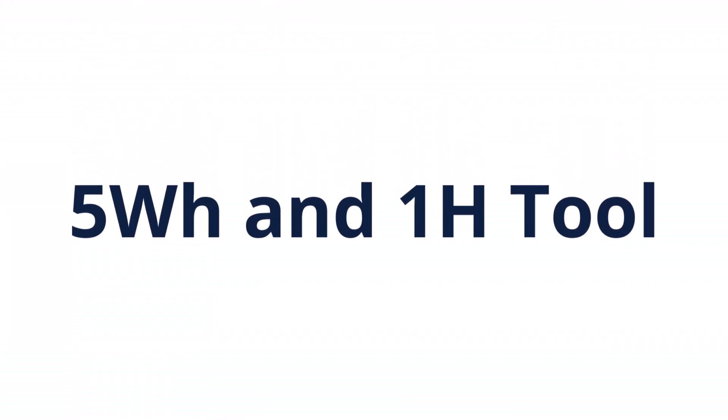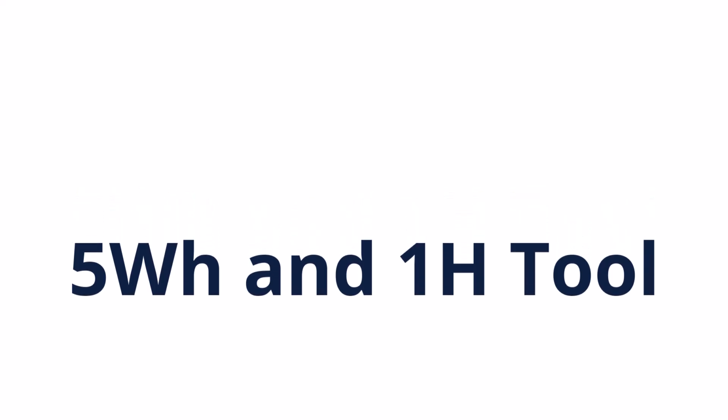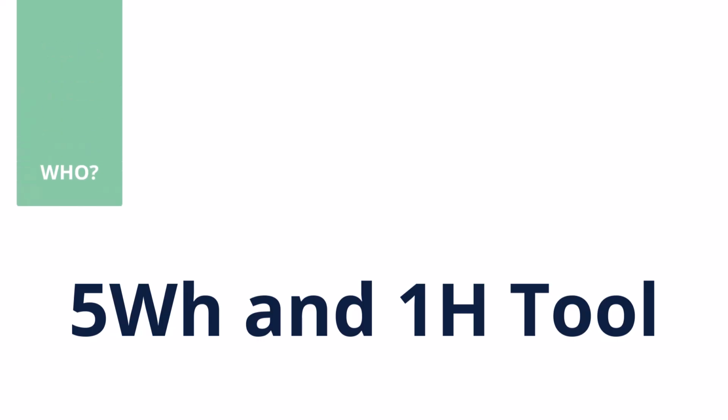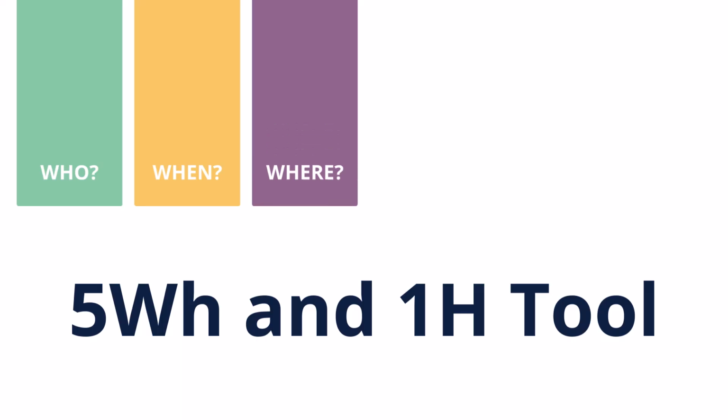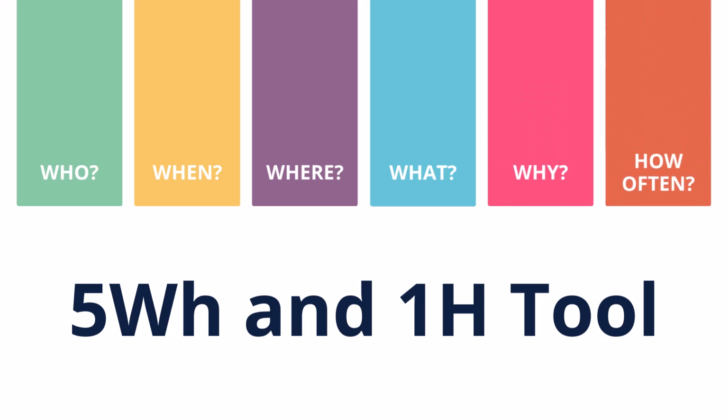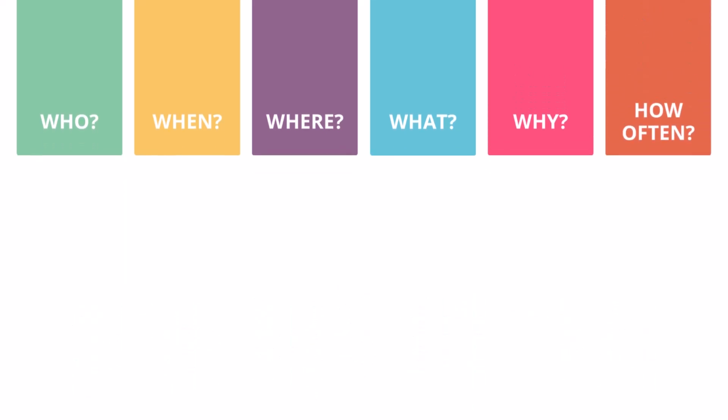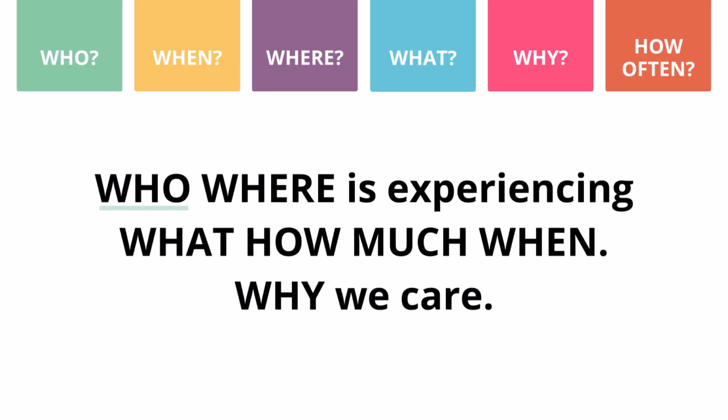One useful method for ensuring you meet these criteria when writing your problem statement is the 5WH and 1H tool. Ask yourself, who does the problem affect or impact? When was the problem found, or when did it begin? Where is the problem happening? What is happening that shouldn't be, or what didn't happen that should have? Why should we care? How often is the problem happening? Here's a template for arranging that information. Who, where is experiencing what, how much, when, and why we care.